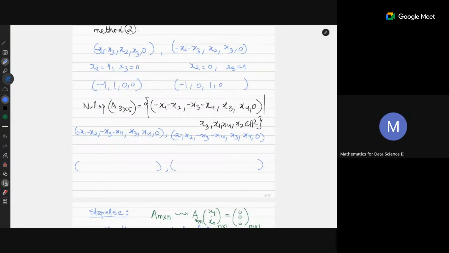Now what will I do? First I will put x1 equal to 1 and all the rest of the variables to be 0. In the second case, I will put x1 to be 0, x2 to be 1, and all others to be 0. All right. So what will I get in the first case? Minus 1, 0, 0, 0. In the second case, I will get minus 1 and then again 0, 0.